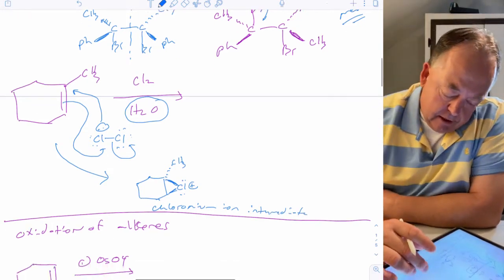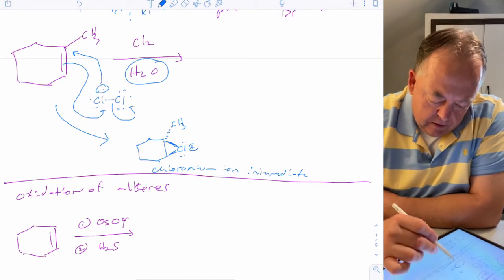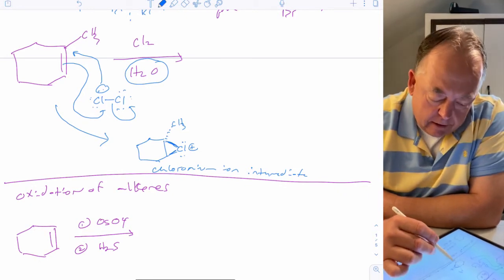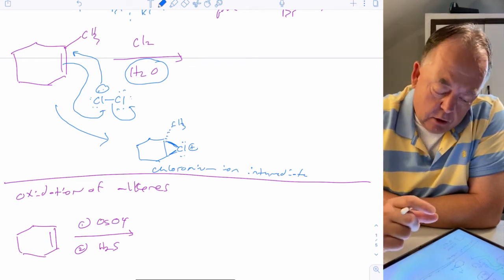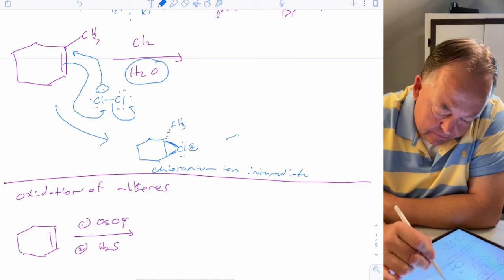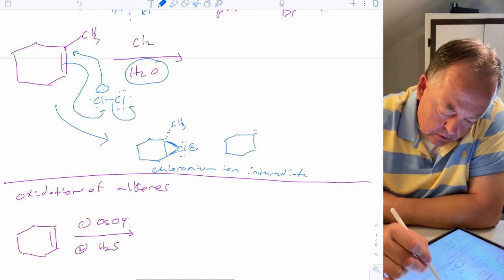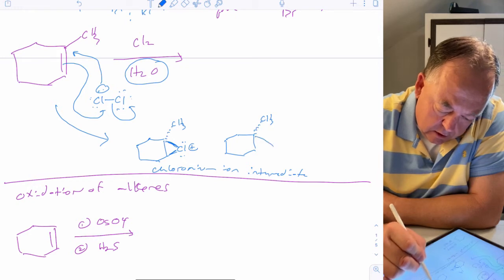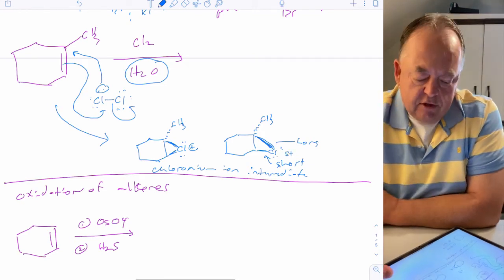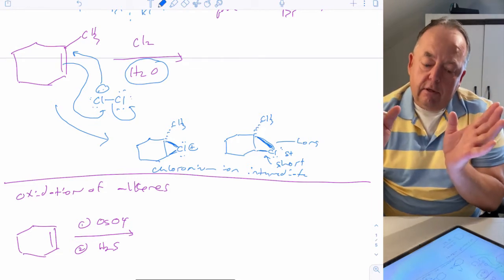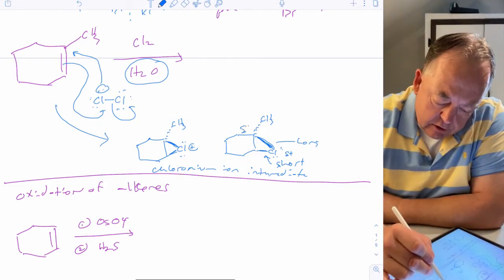Okay, so you make the intermediate, and so the chlorine is on top or on the bottom, but the two carbon-chlorine bonds are not necessarily equal in length. So one of them is longer than the other one. And the one that's longer would be this one. So basically what this does is it opens up the three-membered ring a little bit, and it disperses some of that positive charge to the carbon.